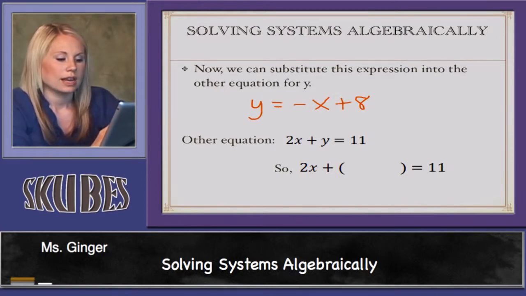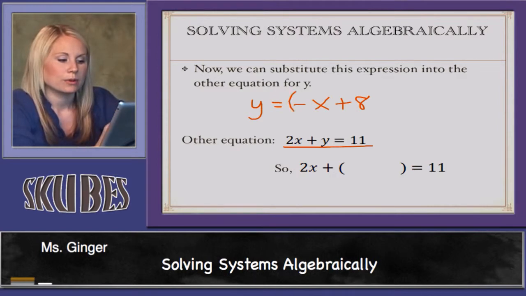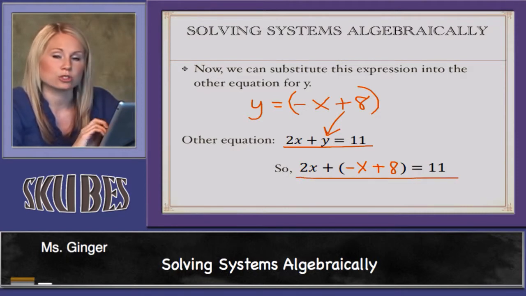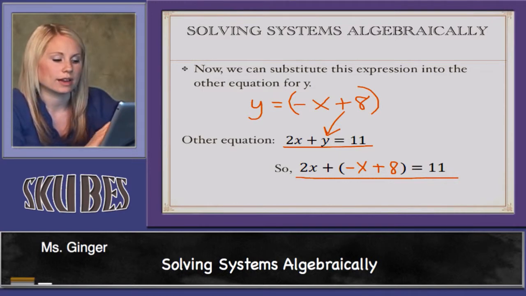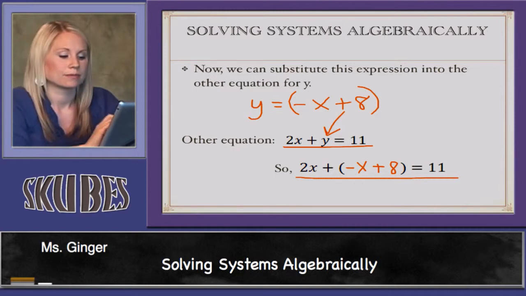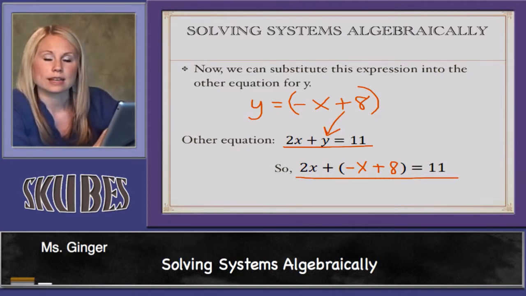Okay, remember y equals negative x plus 8. So, in my first equation in our system, 2x plus y equals 11, I can now put this whole expression instead of a y. I'm going to do that right here, and the reason why that is good is because now you can see we have an equation with just one variable. There's no longer 2 variables, I just have one, I have x. That means I can do my solving steps to solve for that x. So let's look at our like terms and let's work on getting x by itself.